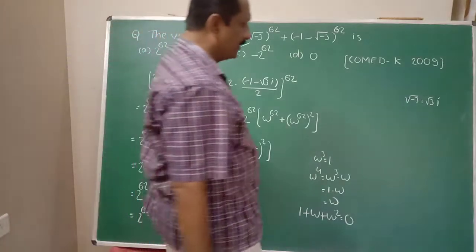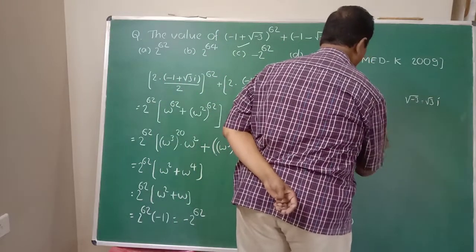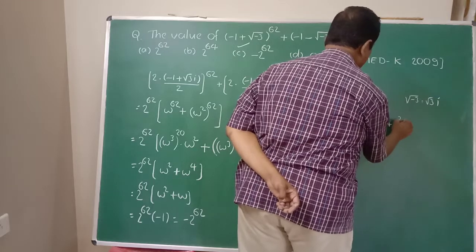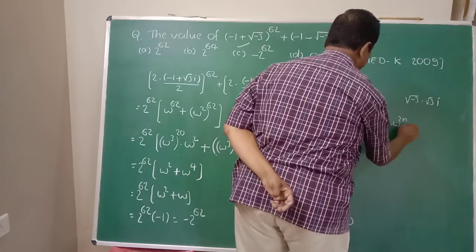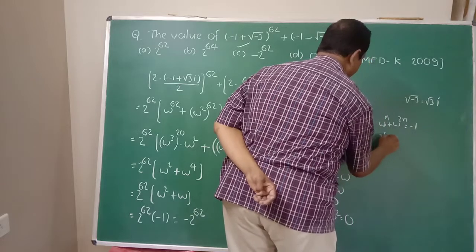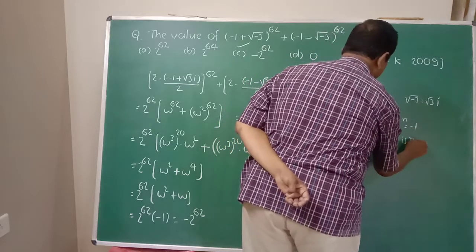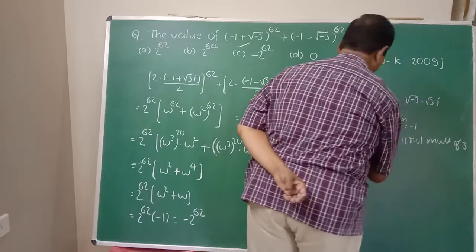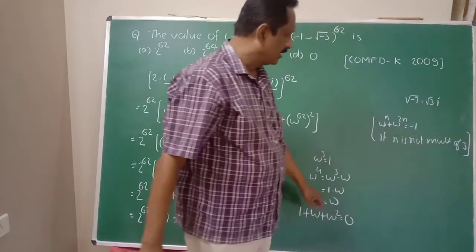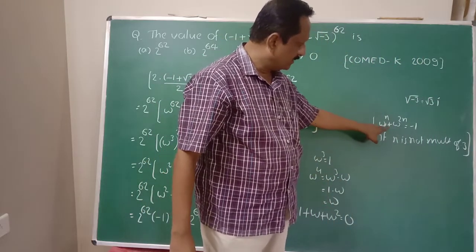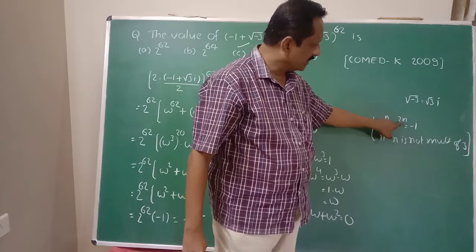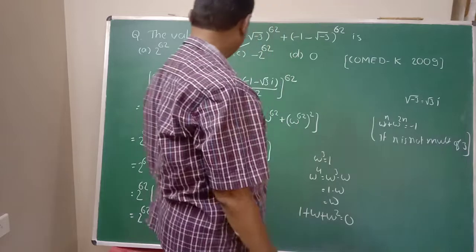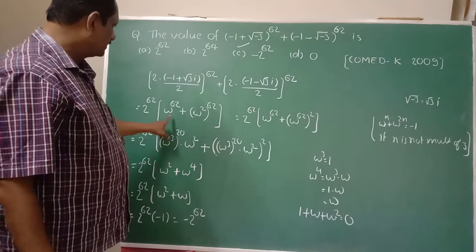So there is one more formula. Suppose omega raised to n plus omega raised to 2n is equal to minus 1 if n is not a multiple of 3. This is one formula: omega raised to n plus omega raised to 2n is equal to minus 1 if n is not a multiple of 3. Observe this result here.